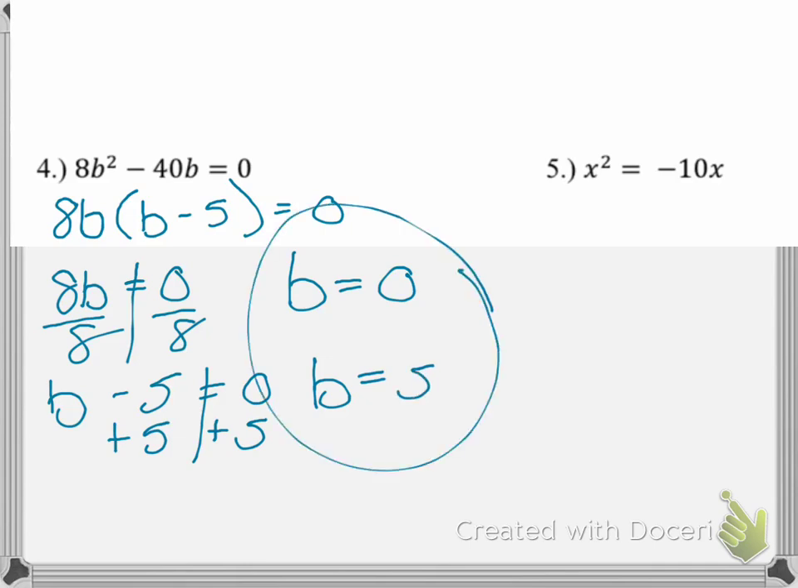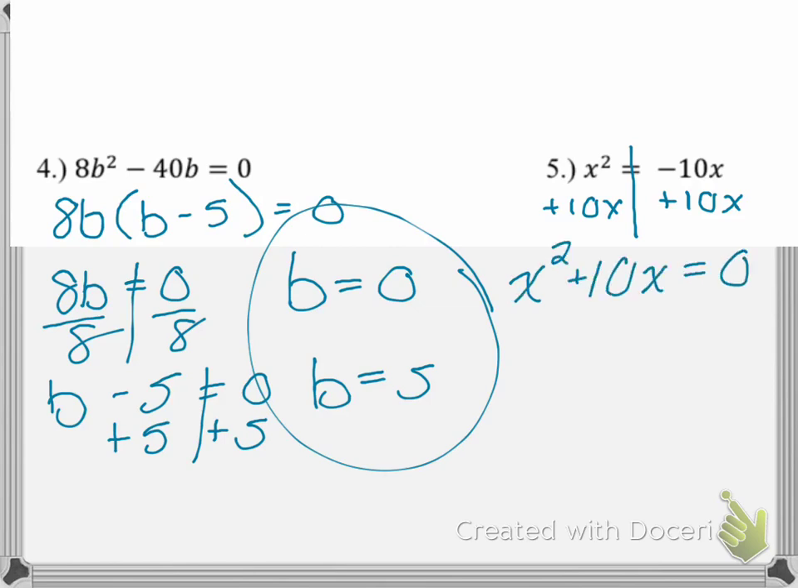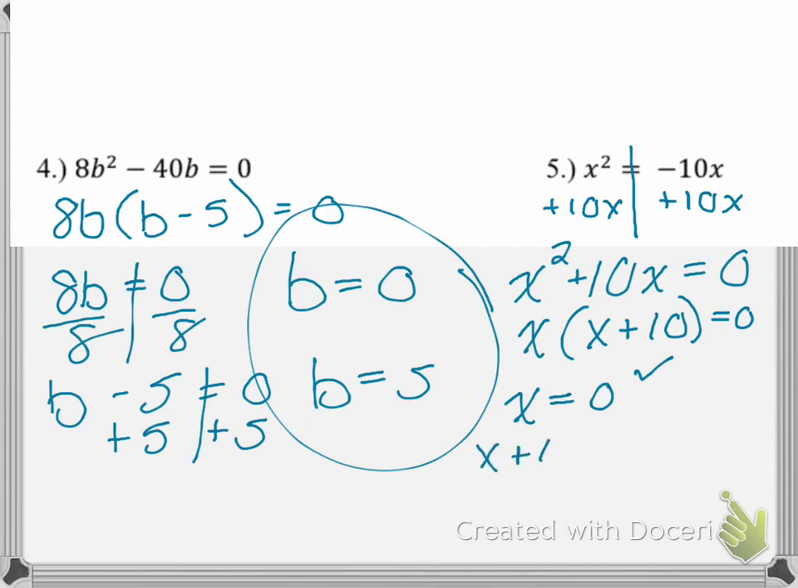And then for number 5, notice how I need to get all my terms to one side, so I'll go ahead and add 10x to both sides. And so now I get x squared plus 10x is equal to 0. Now I want to factor out a GCF, which is x. I'm left with x plus 10 is equal to 0. So then I'll say, okay, x is equal to 0, which is nice. There's my first answer. And then take x plus 10, set that equal to 0. Subtract 10 from both sides. x can also equal negative 10. So those are my two answers.